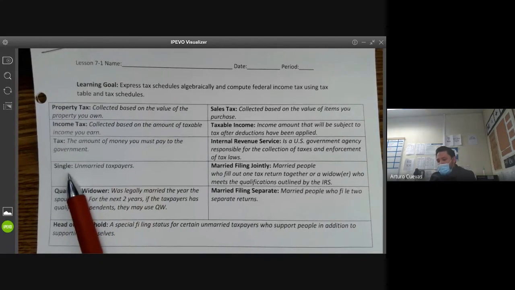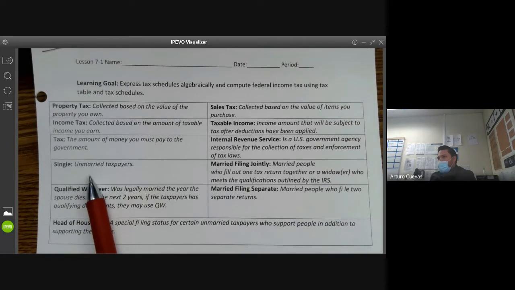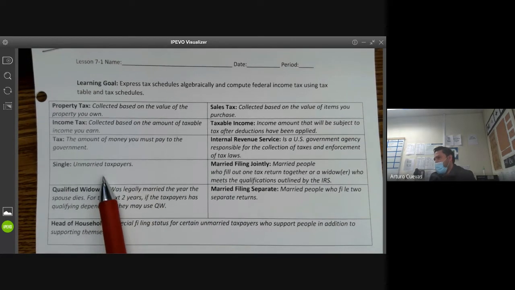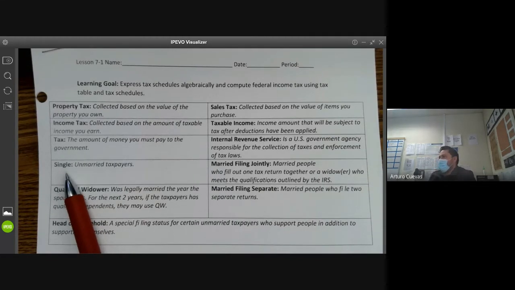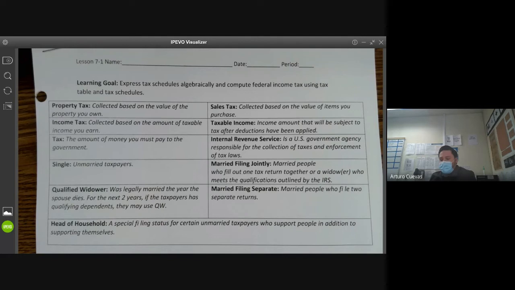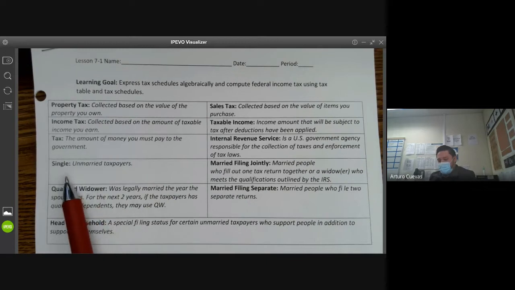Anybody that's single is unmarried. But Mr. Cuevas, I have a boyfriend. Still, you're single in terms of the government. Unless you are married, they talk to you as single. So if you're working and you're going to file taxes, but you have a boyfriend, what should you put on your tax return? Single. Just to make sure.